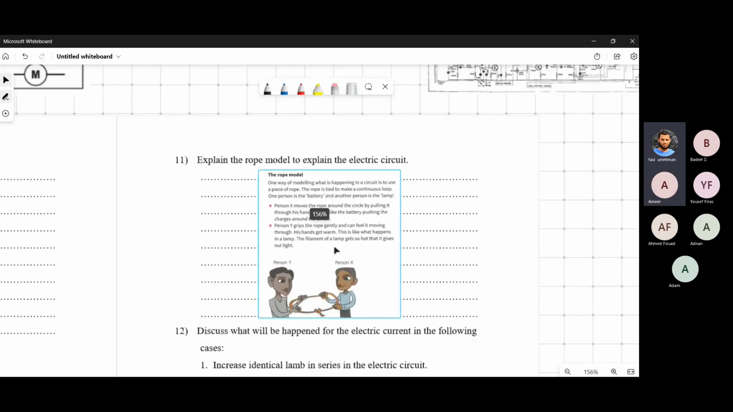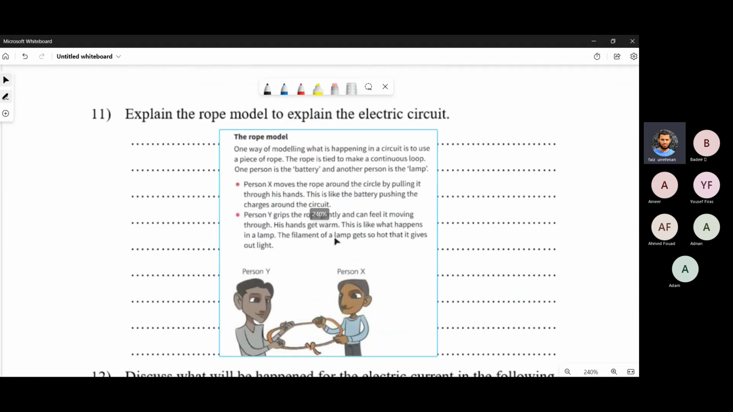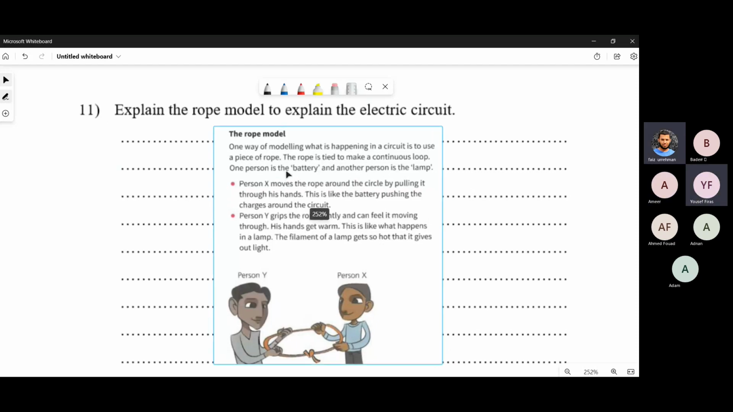Okay. Explain the rope model to explain the electric circuit. Rope is the hubble? Yes. It represents the electrons. Okay. So one way of modeling what is happening in a circuit is to use a piece of rope. The rope is tied to make a continuous loop. One person is the battery and another person is the lamp.